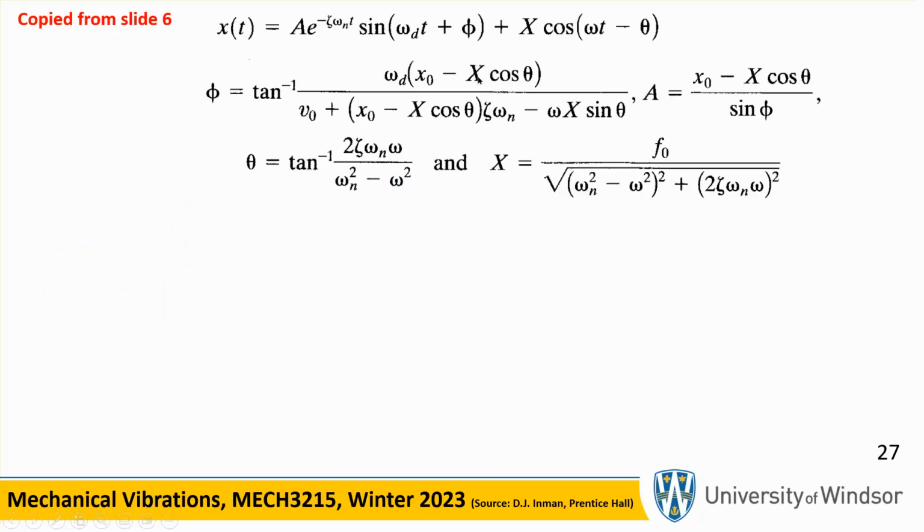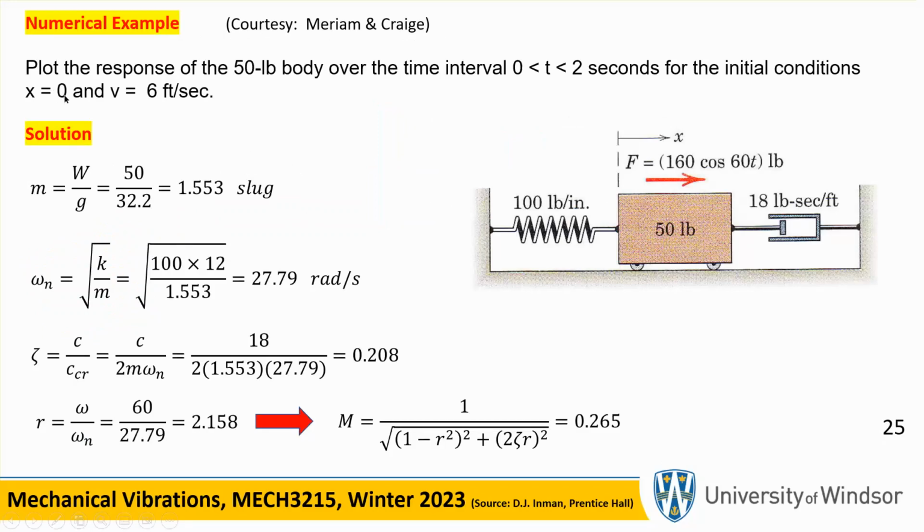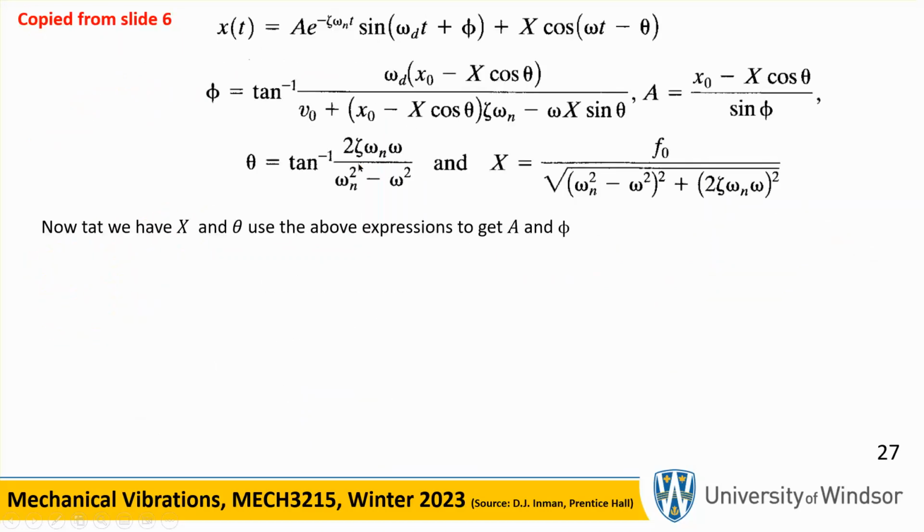Now that we have theta and X, it's just a matter of plugging in that horrible expression for phi and A, because you know x naught, you know v naught. Where's the v naught? Right here. Is it from rest? I can't remember. Let me go back and find out. I'm sorry, it says x naught is 0 and v naught is 6. Okay, so go here, plug it in, and you're going to get your A and phi.